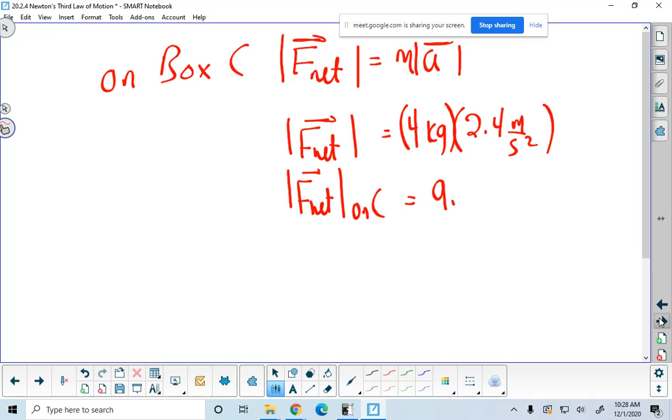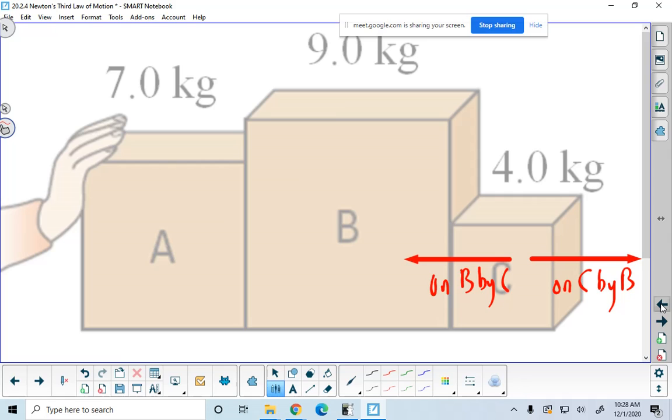Now, look at the diagram. That is the only force on C. We're looking at C in isolation. We're not worried about the hand. The only force on C is the one by B, which means this is 9.6 newtons. Box B exerts a force on box C of 9.6 newtons.